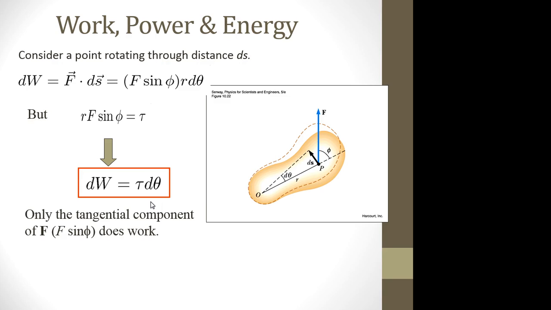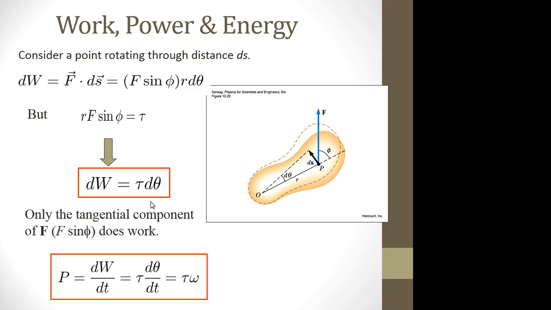Does the non-tangential component of F do any work? The answer will be no, because it's perpendicular to the distance moved. Power is just the rate of work done. So dW/dt, which basically means you differentiate the theta with time. You get tau omega.